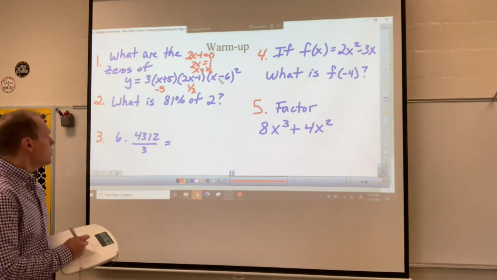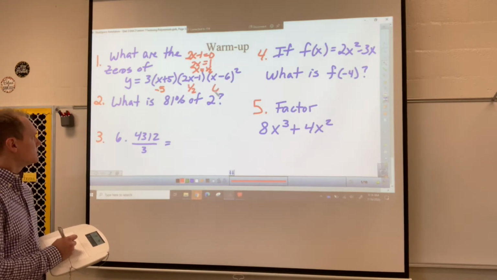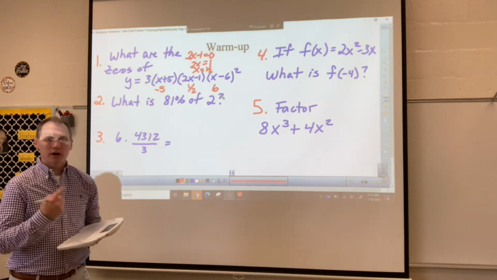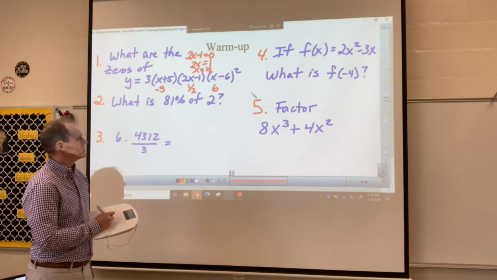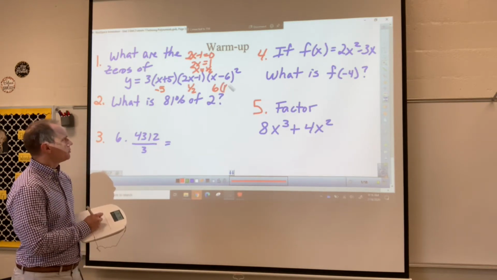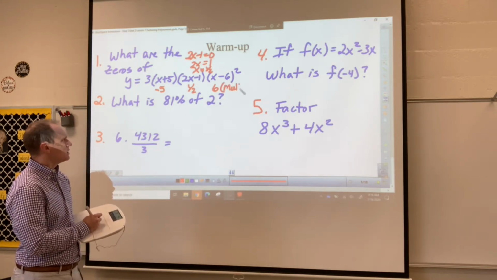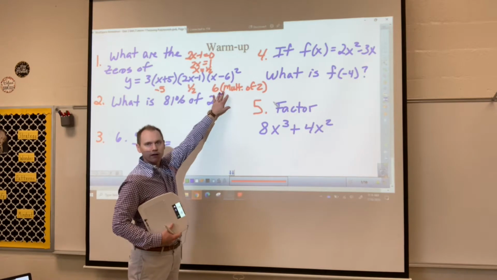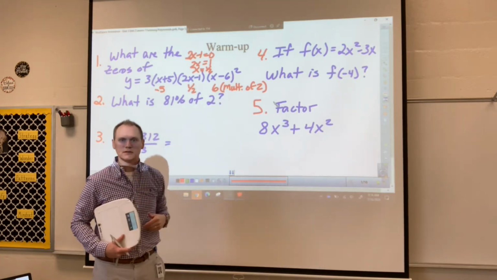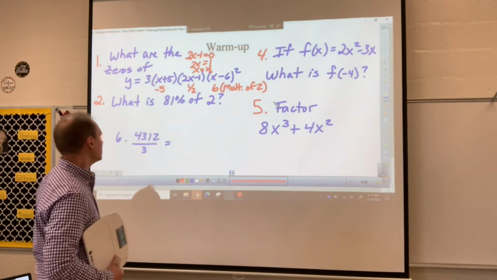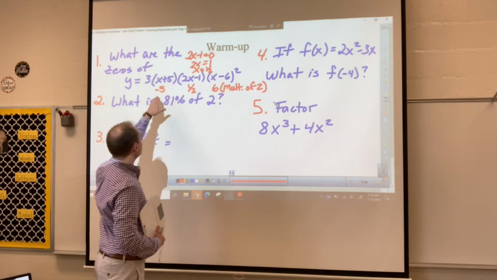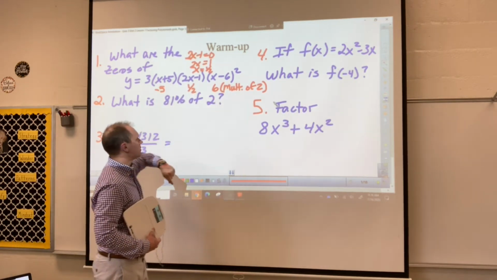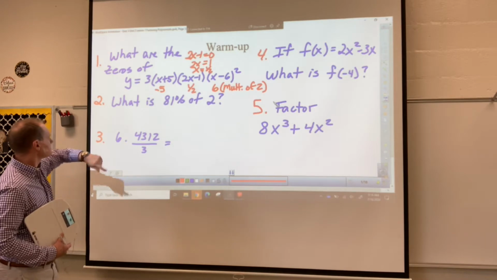And then lastly, we have 6 here, but because there's 2 of those factors, we say that there's a multiplicity. I'm going to abbreviate MULT. There's a multiplicity of 2 because there's 2 of those factors. So that means it's a double root. That just means it's going to bounce off the x-axis at 6. So that's all that means. So we have those 3 unique zeros, with one of them being a repeated or double 0.